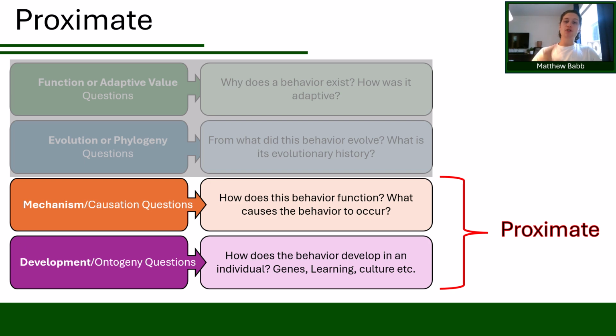As a reminder, we have two types of proximate questions. The first questions we are going to focus on are the mechanism questions, which are concerned with how a behavior functions or what causes the behavior to occur. These mechanisms can be hormonal, genetic, they can be neurologically based. There's a number of factors that we're going to be discussing over the next couple lessons.